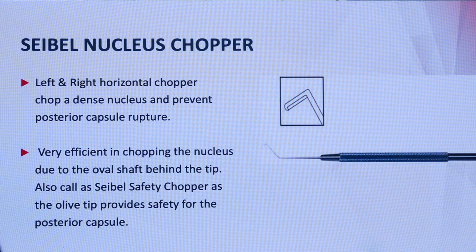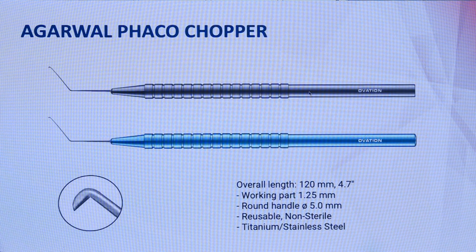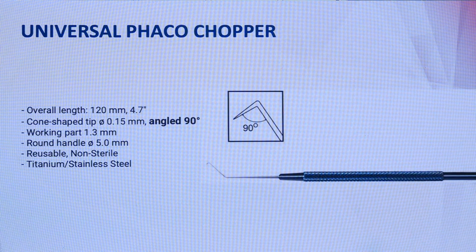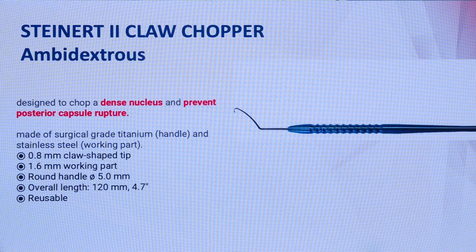Then there is a Sibel nucleus chopper. Again, this has got a slightly curved edge with a cutting thing in the inside area, and it prevents posterior capsular rupture because of these rounded edges. There is an Agrawal chopper which has got a very sharp edge, 90 degrees angle. It's a reusable thing, comes in titanium, stainless steel, both autoclavable. There is a universal chopper, and then there is a claw chopper.